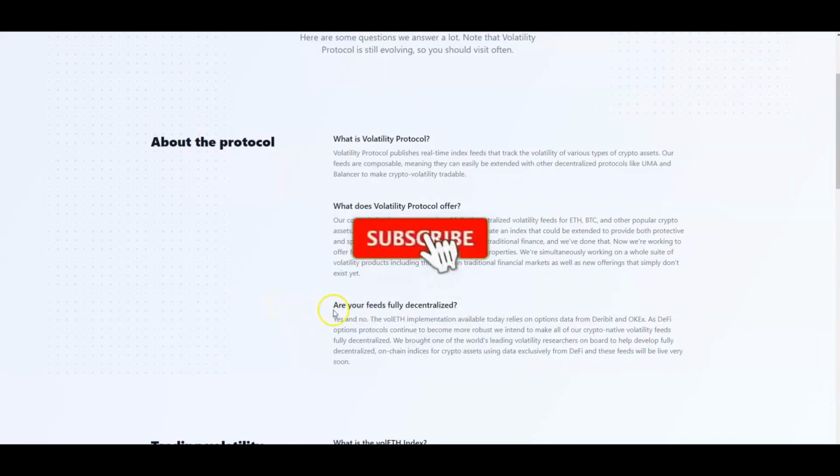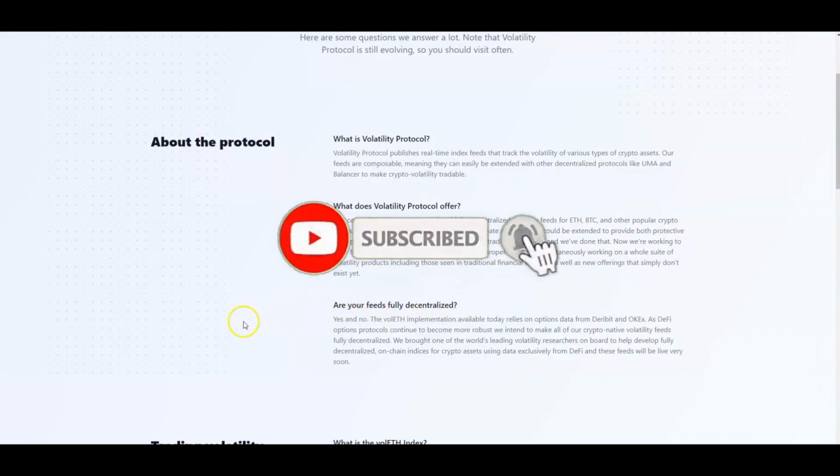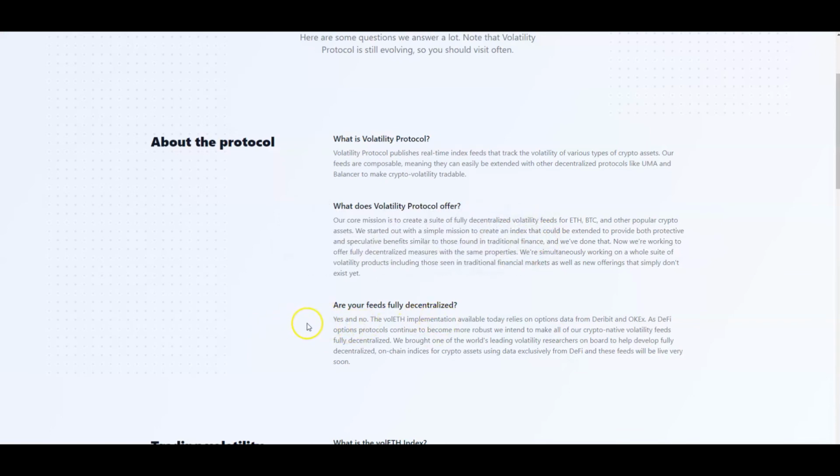Right here they're asking, are your feeds fully decentralized? And they're saying yes and no. The reason is that currently they're taking their data from Deribit and OKX, because there isn't a robust enough DeFi protocol that they can use which is immune to manipulation, but they're saying that when there is, then they will go fully decentralized as well. But currently they're using Deribit and OKX.